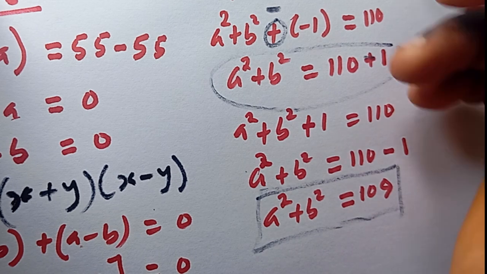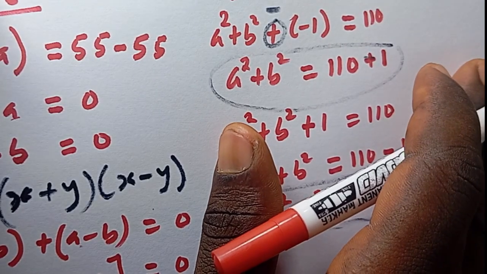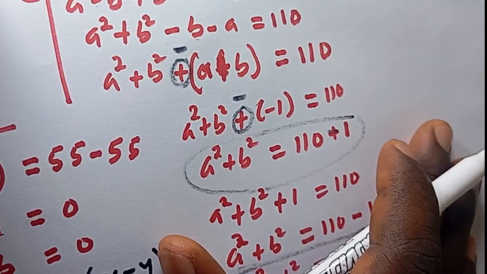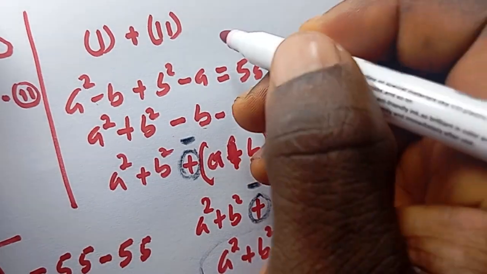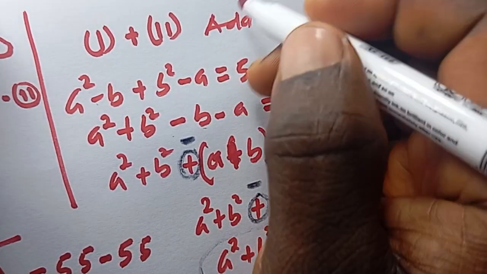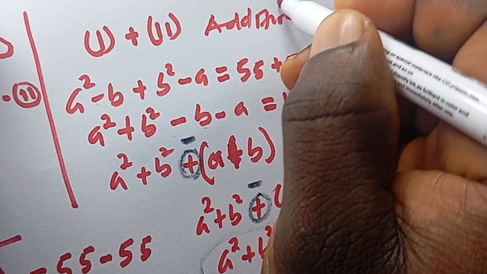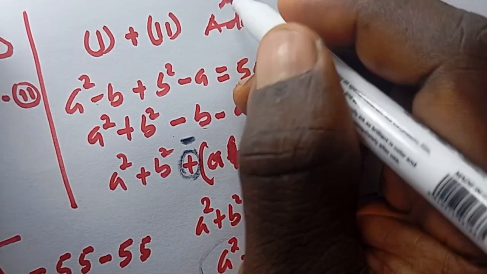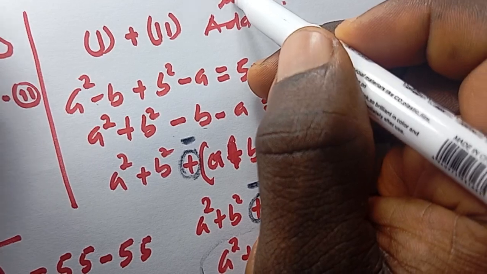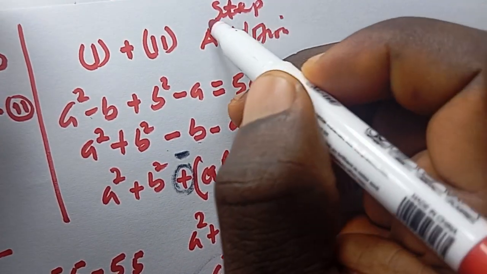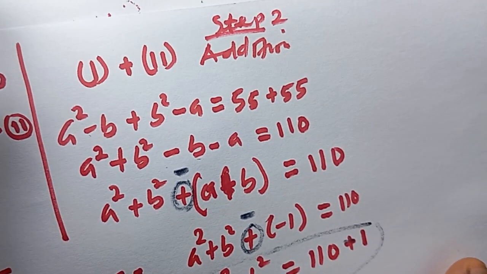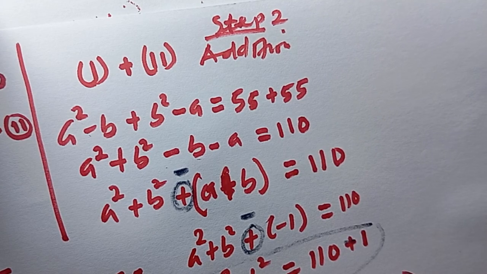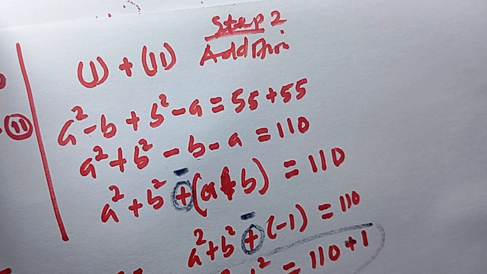Don't forget the steps we took. The first step was for you to subtract equation 1 from equation 2, and then the second step, you go ahead to add equation 1 to equation 2. So this one is addition, and of course this is step 2. Once you're able to follow these two steps, you'll be able to find the solution to this problem, and this is also how you can solve other similar problems.